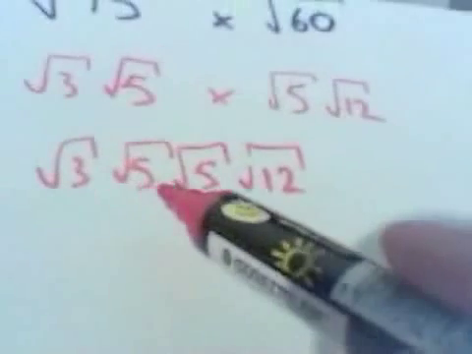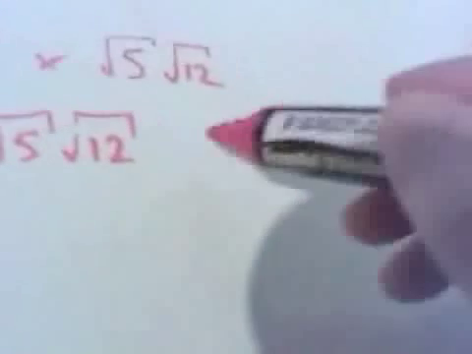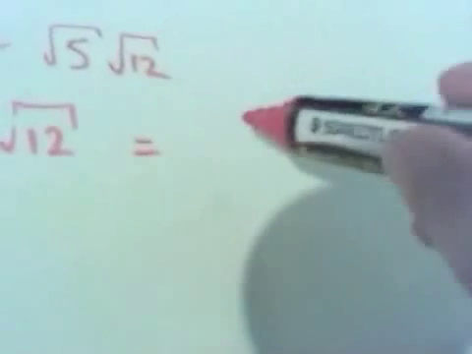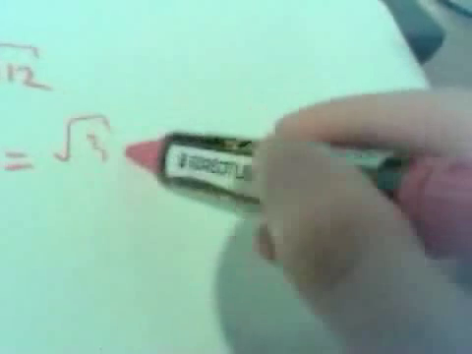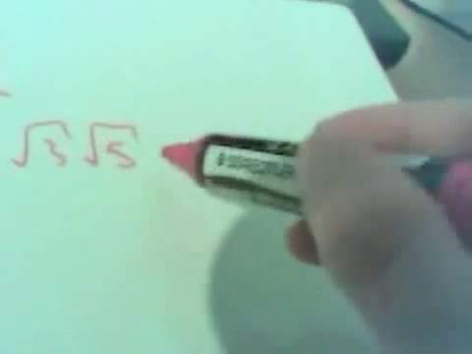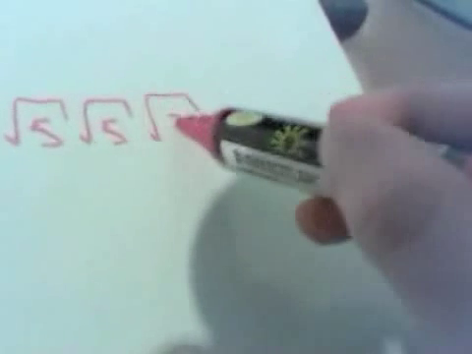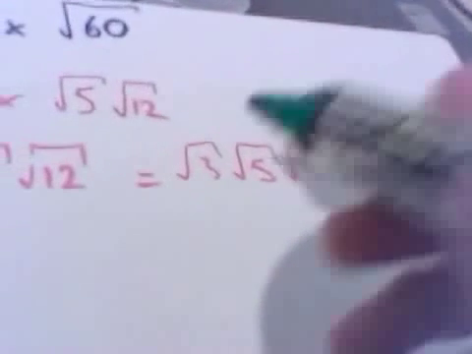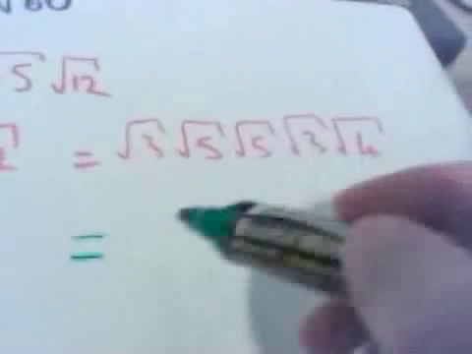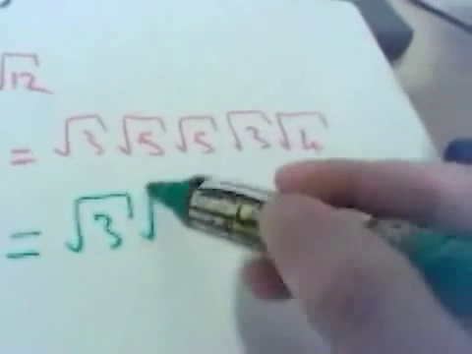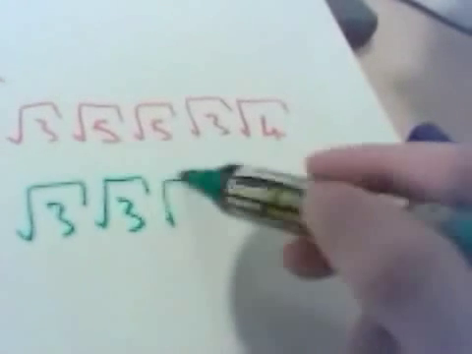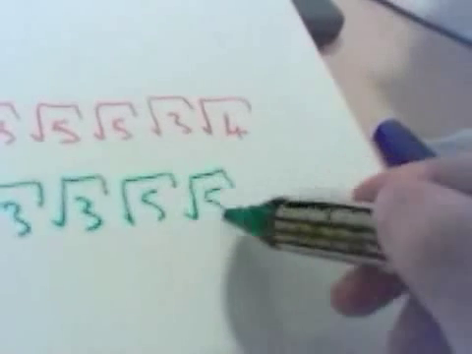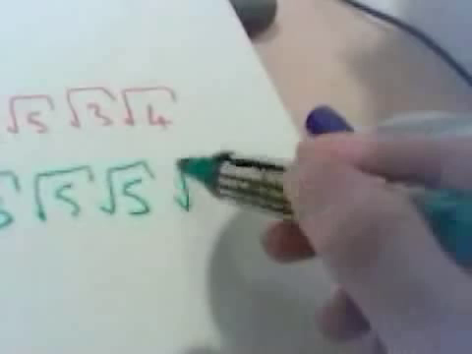3 and 5, they're prime numbers, so I can't break them down any further, but root 12 can be broken down. So I've still got my leading roots. Now root 12 is root 3 times root 4. Well, let's try to rearrange this again. We've got root 3 times root 3 times root 5 times root 5. We've also got this root 4 at the end.